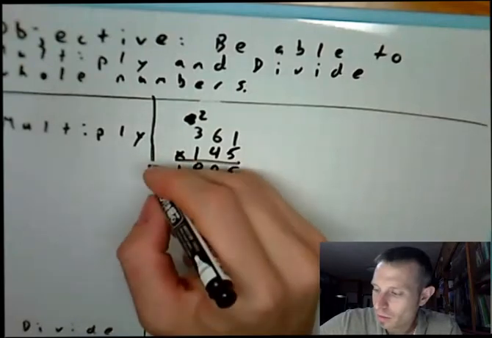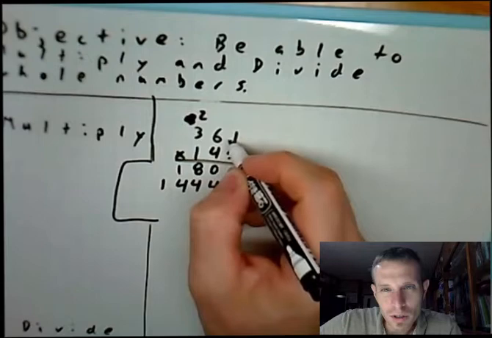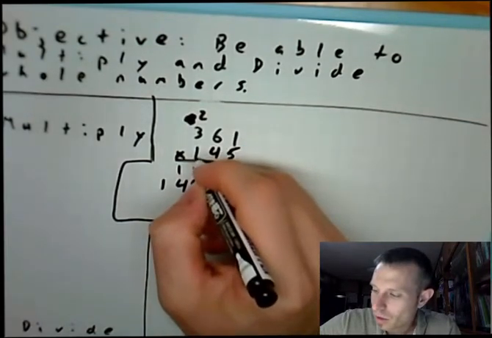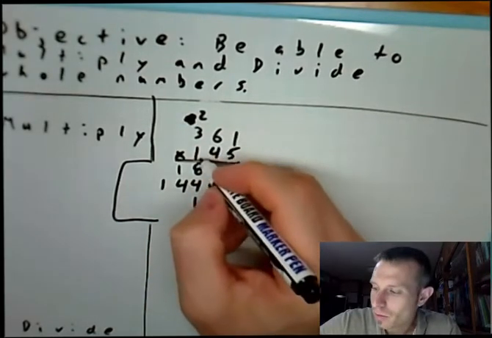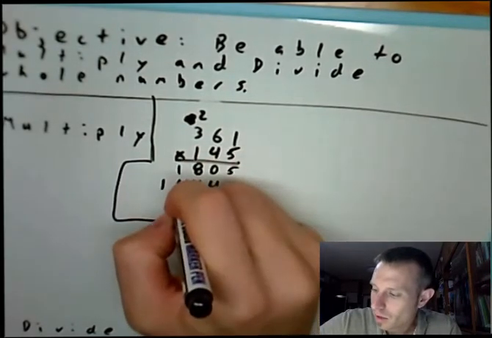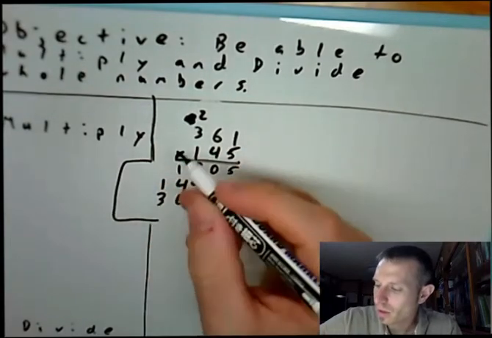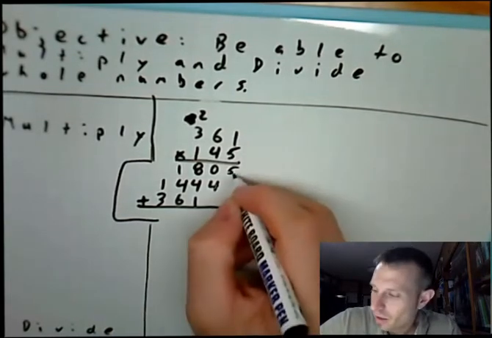I'm going to run into a little problem here, I can tell already. Now 1 times 1 is 1. And again, make sure that you do that right underneath this 1 here. 1 times 1 is 1. 1 times 6 is 6. And 1 times 3 is 3. Now let's draw our line and add these up.